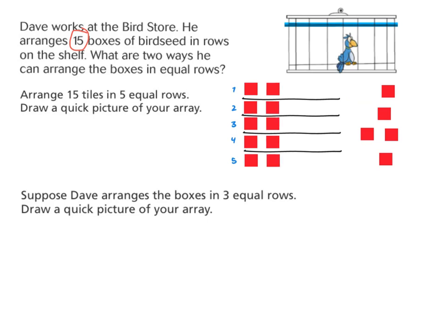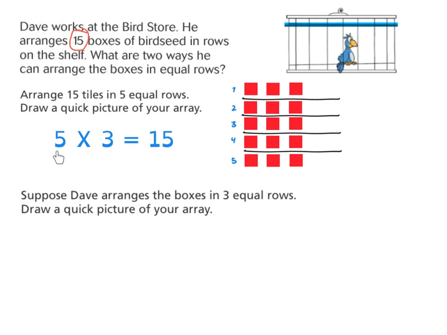Now we will keep filling the rows with equal number of tiles until there are no more tiles. Now we have 2 tiles in each row, and finally we have 3 tiles in each row. So 5 rows of 3 equals 15.